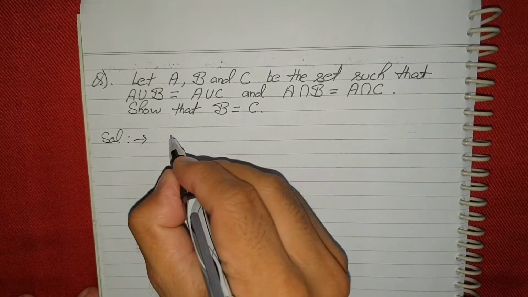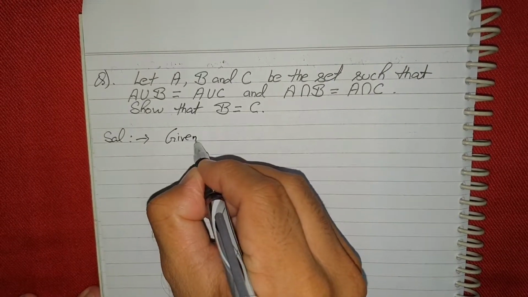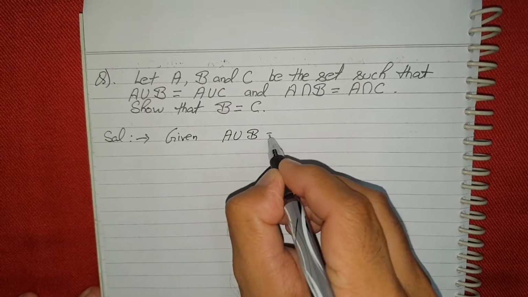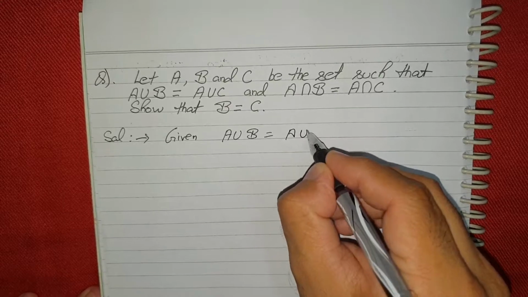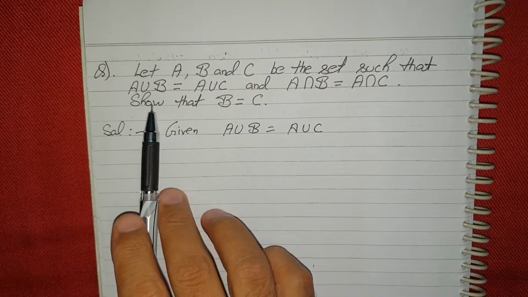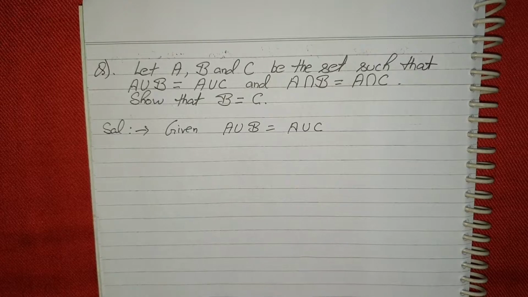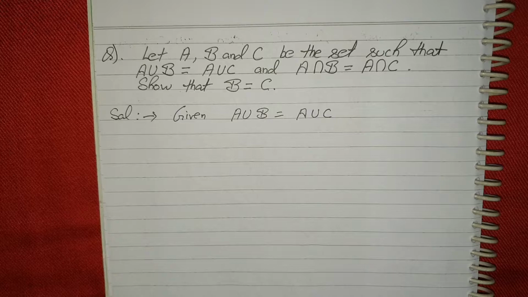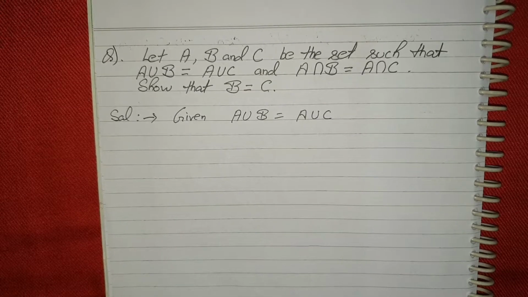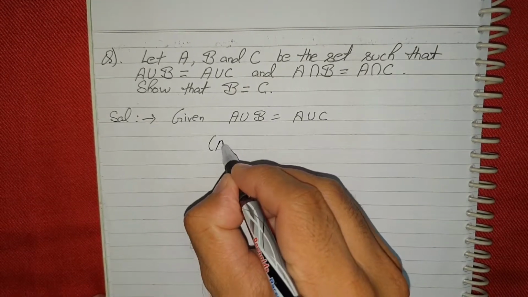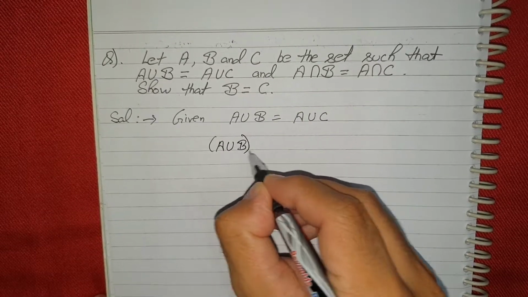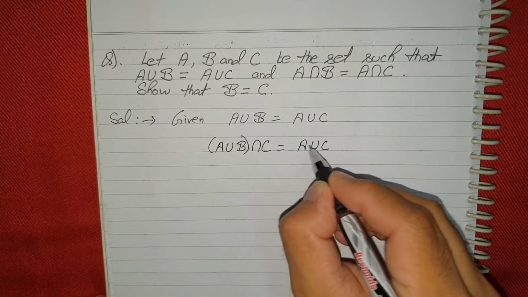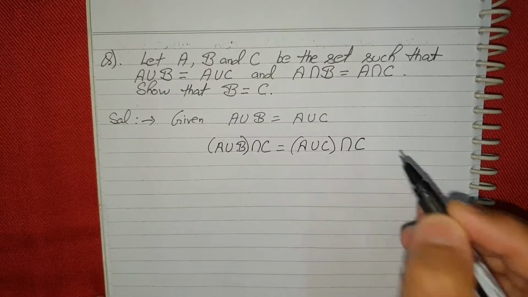What is given? That A union B equals A union C. So we start with this. Now our next step is that we take intersection C on both sides of the equation. So this will be (A union B) intersection C equals (A union C) intersection C.